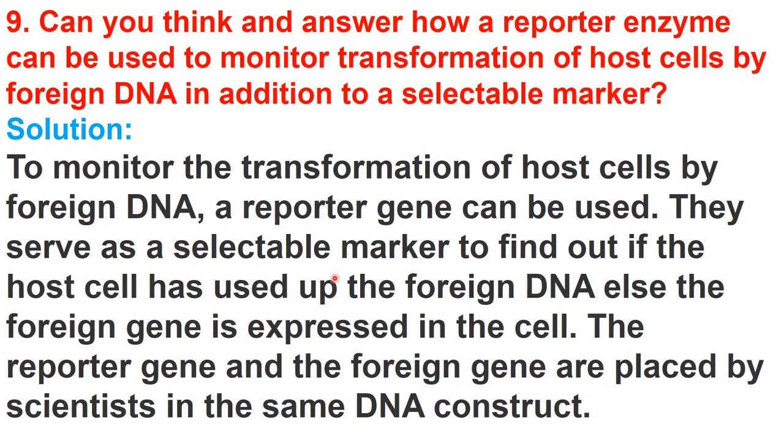They serve as a selectable marker to find out if the host cell has taken up the foreign DNA, and whether the foreign gene is expressed in the cell. The reporter gene and the foreign gene are placed by scientists in the same DNA construct. Reporter gene means the gene responsible for the formation of the enzyme beta-galactosidase. You can say the reporter gene and the foreign piece of DNA are placed in the same DNA construct. And what is that DNA construct? A plasmid DNA, a vector DNA.